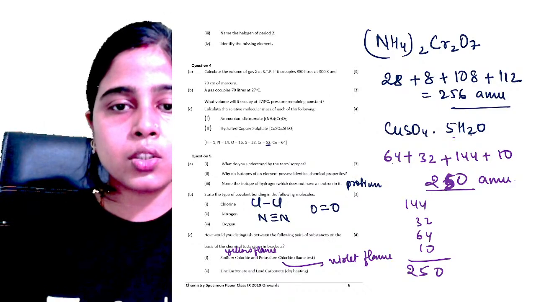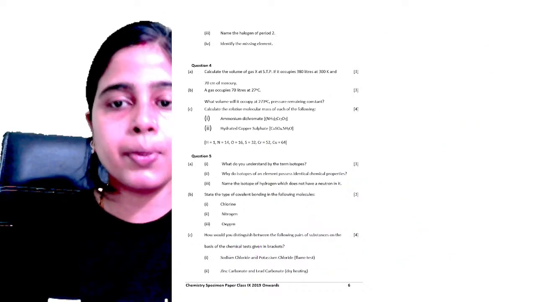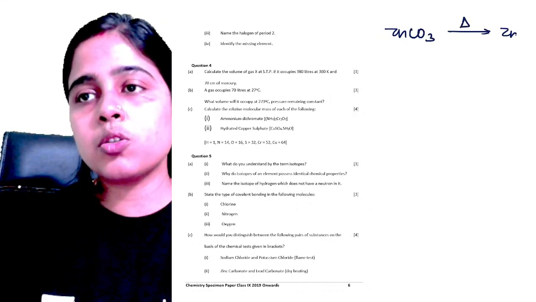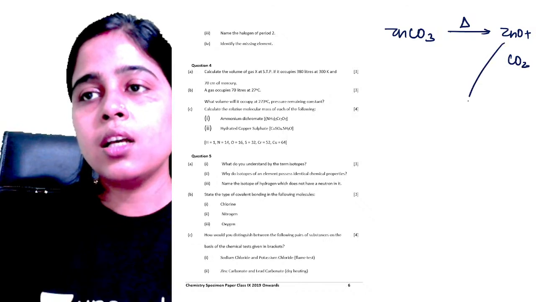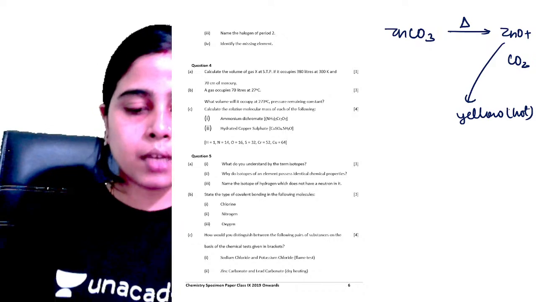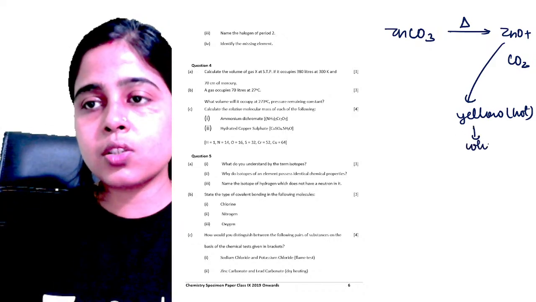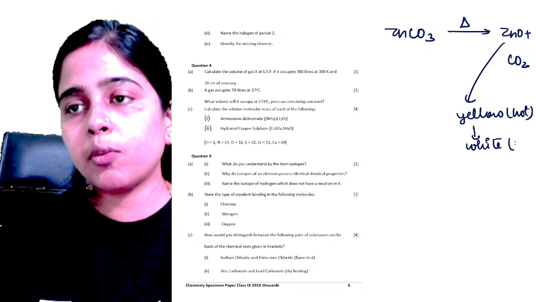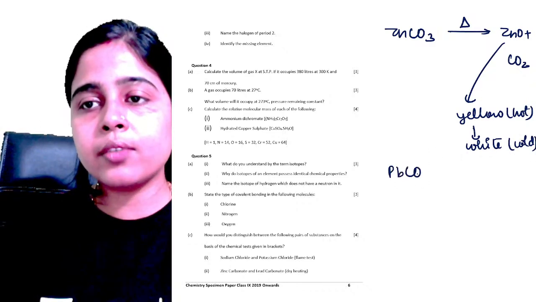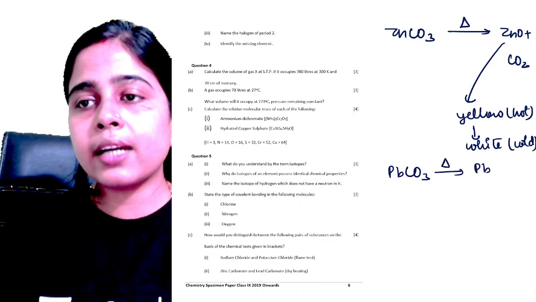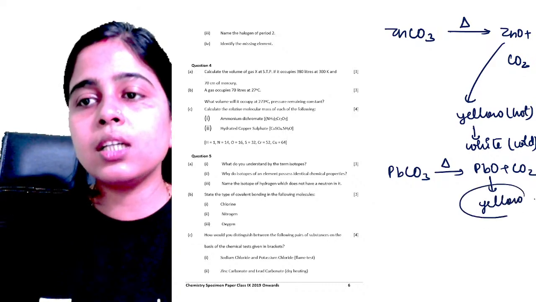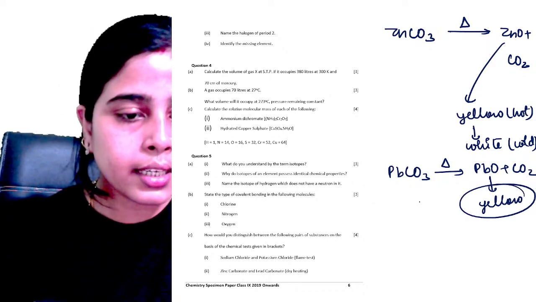So I am just going to erase all the ink on this particular paper. Zinc carbonate, when you heat it, decomposes to give zinc oxide and carbon dioxide. Zinc oxide is yellow when it is hot, and upon becoming cold, it gets converted to a white colored mass. But lead carbonate, when you heat it, produces lead oxide and carbon dioxide. So lead oxide is yellow throughout the reaction. Clear?